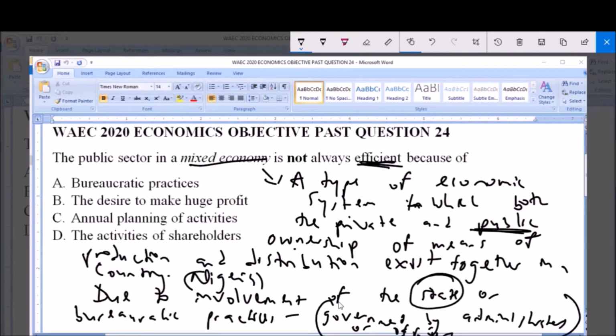So because of this reason, because of the involvement of the state, the involvement of the public with this method of bureaucracy, the mixed economy system is not always efficient. So option A, bureaucratic practices, is the correct answer to this question.